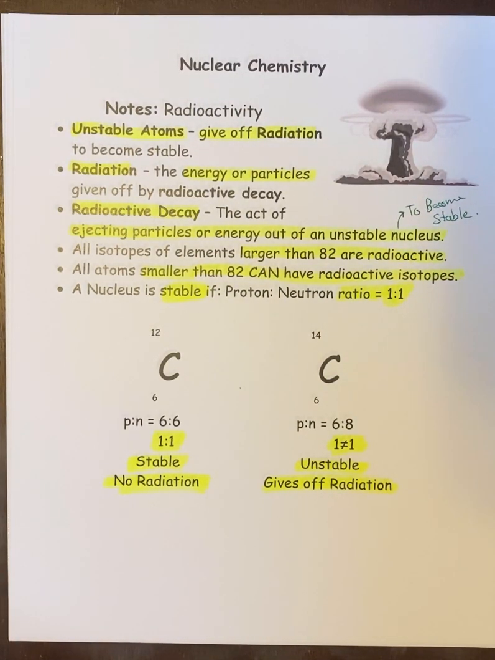Now, sometimes atoms don't become stable after a single radioactive decay. They have to do a series of them, and then we end up with what's called a series of decays, or a decay series. So that does happen too, but the eventual goal is to be stable so you don't have to give off radiation anymore.